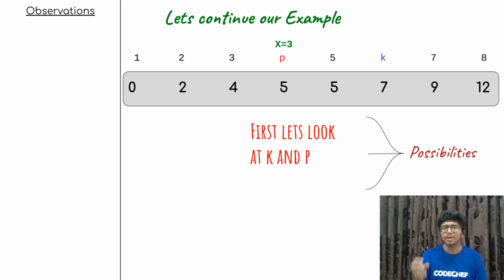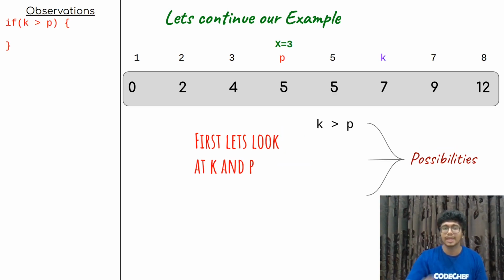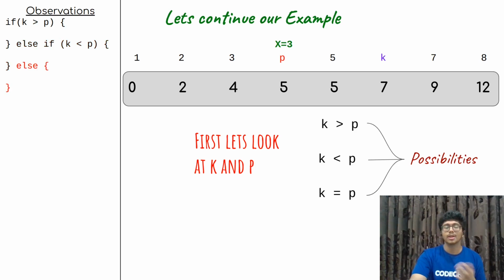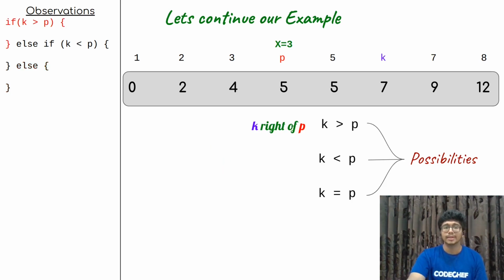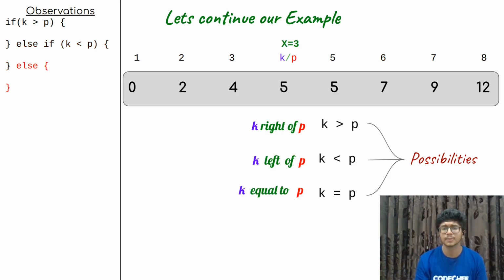So if you look at k and p, there are 3 possibilities, right? You would say, hey, either the value of k is greater than p, or the value of k is less than p, or the value of k and p can be equal. So we have made three observations there, right? We have k greater than p, else k less than p, else k equal to p. When k is greater than p, k comes to the right of p. Similarly, when k is less than p, k comes to the left of p. And when k and p are equal, they are at the same position. First of all, we would be representing k with blue and the p value with red.